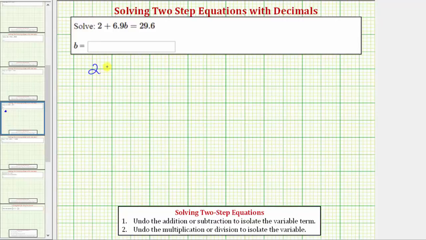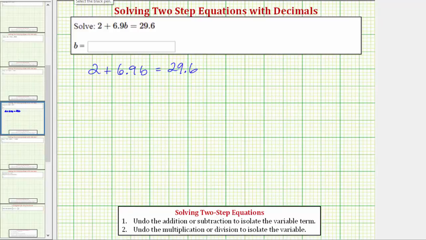We want to solve the equation 2 plus 6.9 times b equals 29.6. Because 6.9b means 6.9 times b, the value of b that makes 2 plus 6.9 times b equal to 29.6 will be the solution to the equation.